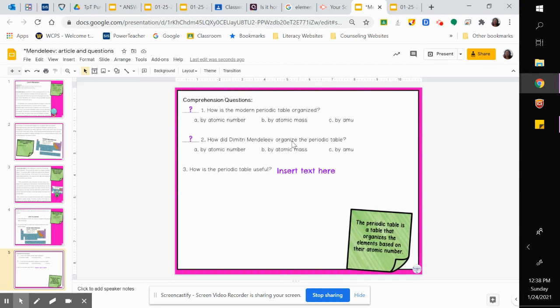How did Dmitri Mendeleev organize the periodic table? Atomic number, atomic mass, or by AMU? So remember, we organize it by atomic number. He used to organize it by atomic mass, right? So those are the answers you're looking for here. How is the periodic table useful?